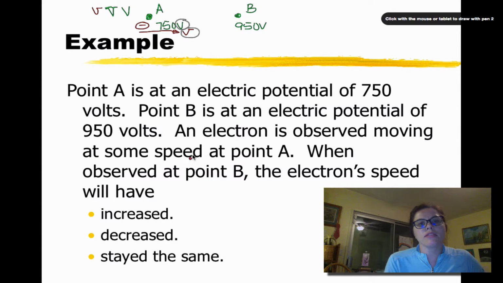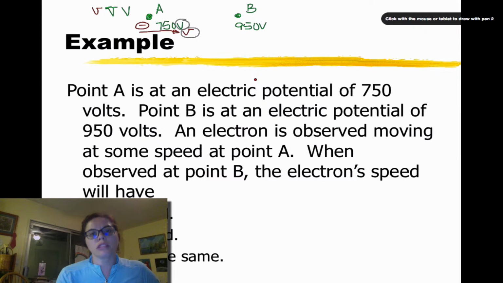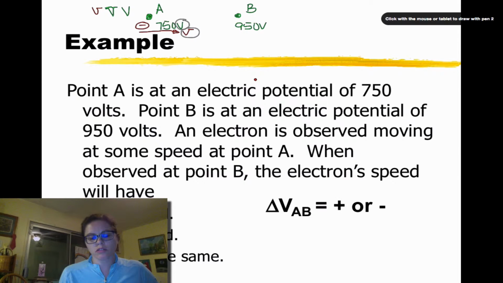All right, so the first thing that we could think about is our change in potential. Did our change in potential go up or down? We go from 750 to 950, so our change in potential increased. So our change in potential is positive.